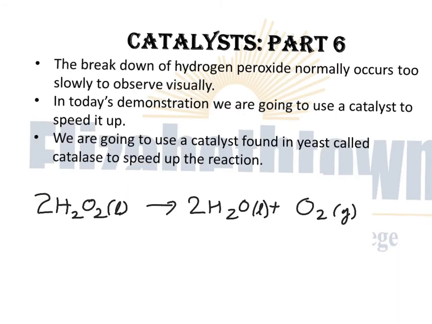Normally, the breakdown of hydrogen peroxide occurs very slowly. If we were just to set that hydrogen peroxide out in a glass on the kitchen table and watch it, we probably wouldn't see any bubbles of oxygen. The rate of reaction would be too slow for us to observe with our naked eyes. So we're going to add a catalyst to speed up the reaction.